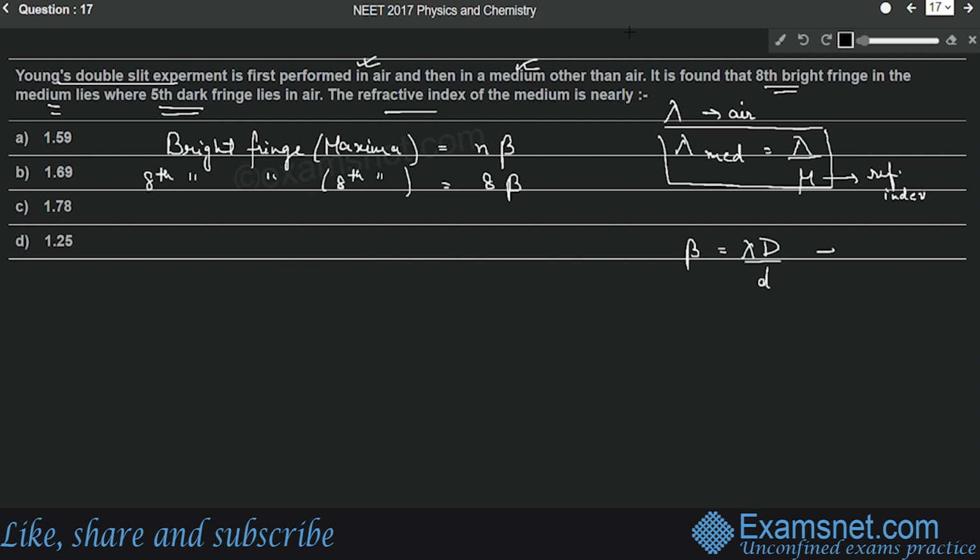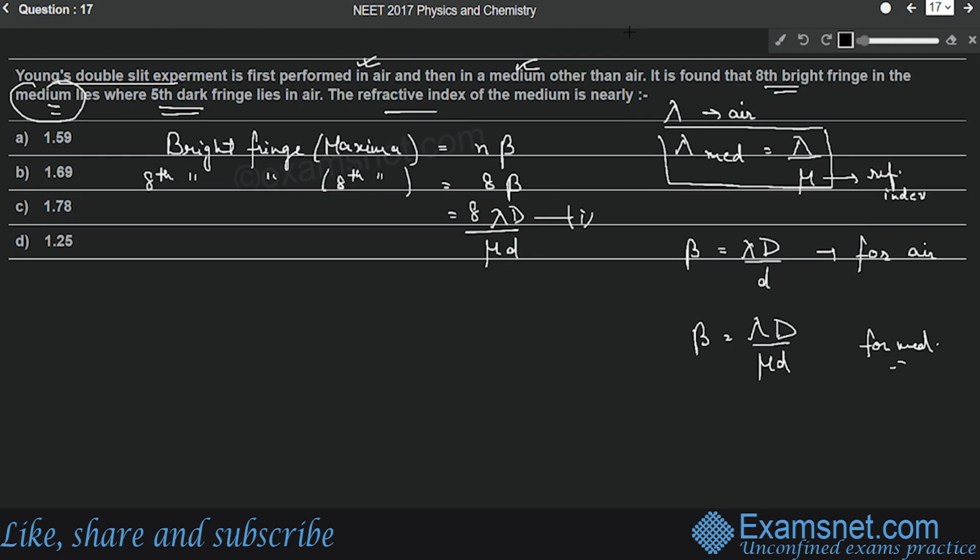So this is for air, but for medium, we know that lambda will become lambda by refractive index. So beta will become lambda D by mu d. Okay, for medium. So in first case, we are talking about 8th bright fringe in the medium, right? So it will be equal to 8 lambda D by mu d. So this is the first one.